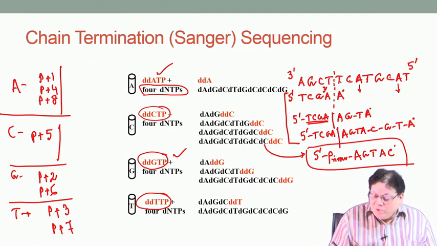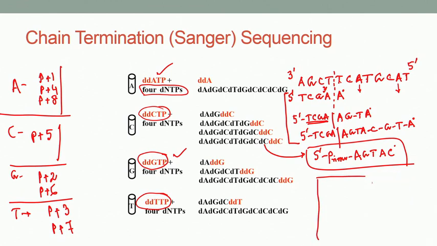So, now what do we do? We do a gel electrophoresis. Now we take a gel and we run 4 lanes. One is A, another is C, another is G, and the third is T.